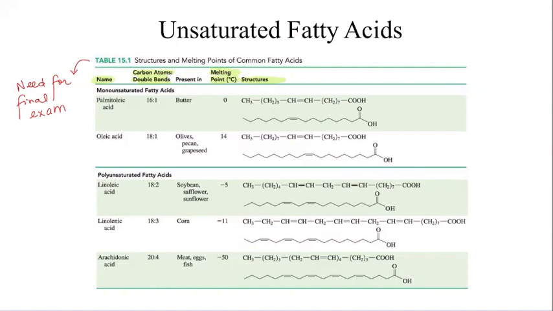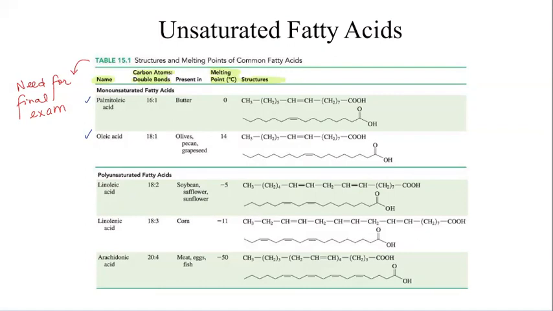In the category of monounsaturated fatty acids, we can see that we have palmitoleic acid, which has one carbon-carbon double bond. We have oleic acid, okay? So as you can see, in butter we can have palmitoleic acid. Out of olives, pecans, and grapeseed oils, we can have oleic acid. Then we have the polyunsaturated fatty acids, which are linoleic acid, linolenic acid, and arachidonic acid, okay?